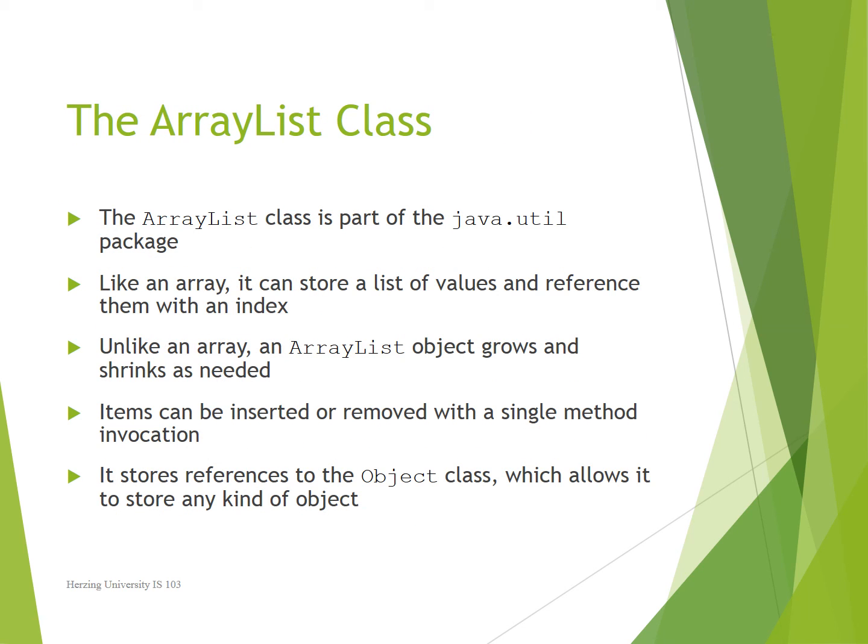The ArrayList class. The ArrayList class is part of the java.util package. Like an array, it can store a list of values and reference them with an index. Unlike an array, an ArrayList object grows and shrinks as needed. Items can be inserted or removed with a single method invocation. It stores references to the Object class, which allows it to store any kind of object.